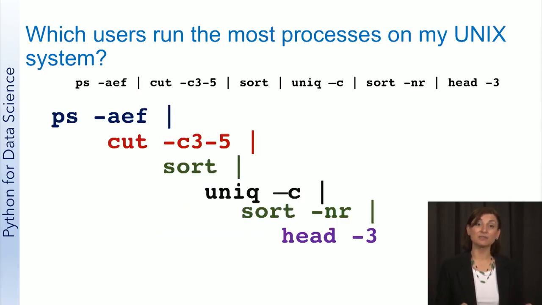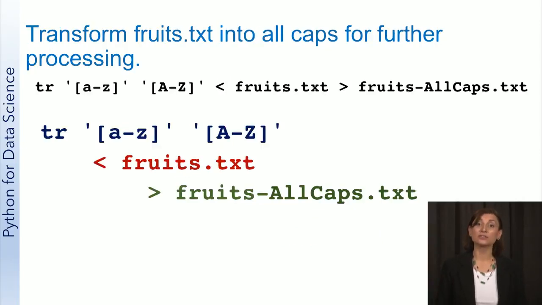Next, we see a similar usage of these commands for our second question. We will focus on this one more in our live coding session. Lastly, we will use a new command, the tr command, to convert the contents of fruits.txt into all capital letters.